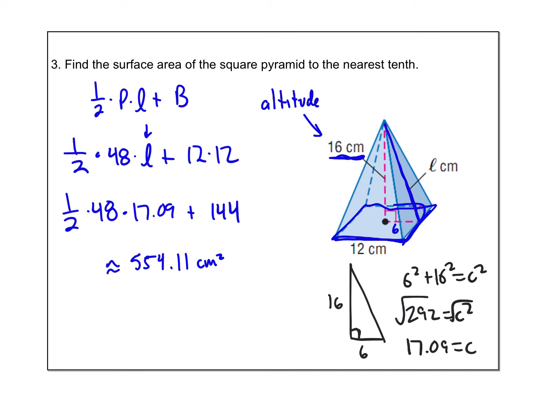Okay, so I took lateral area plus the area of the base. That's my answer. Notice it's different for a pyramid or a cone. I'm only taking one base. For prism and cylinder, I had two bases.